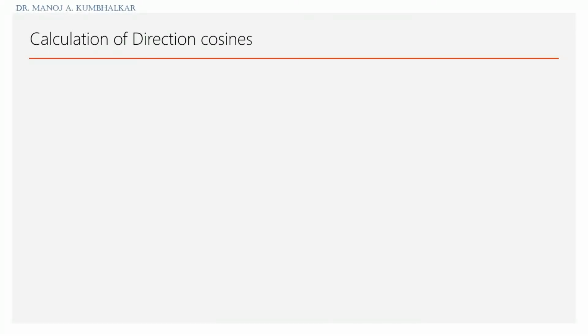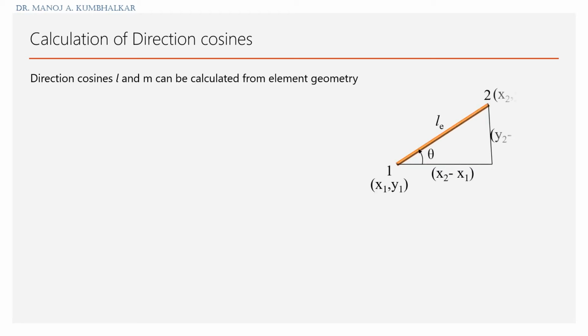So, now how to calculate the direction cosines? How to calculate those direction cosines? So, direction cosines L and M can be calculated from the element geometry. So, this is an element having equivalent length LE, with node 1 having coordinates x1 y1 and node 2 having coordinates x2 y2. So, what will be that term? The horizontal term will be x2 minus x1 and the vertical term will be y2 minus y1, and this is an angle theta made with the horizontal line.